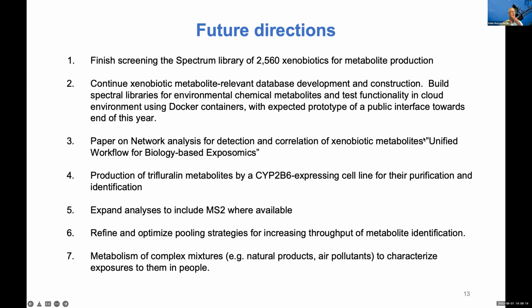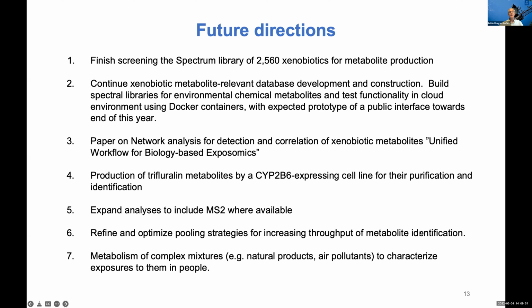Grant Singer, tomorrow from the group, is going to present a lightning talk on a unified workflow for biology-based exposomics. And we plan to have a manuscript submitted on that by the end of this month. As I said before, we're working on scaling up trifluralin metabolite production for purification of them and the chemical identification. Working on expanding our analysis to include MS2 where available, refining and optimizing the pooling strategies to increase throughput of metabolite ID even further.